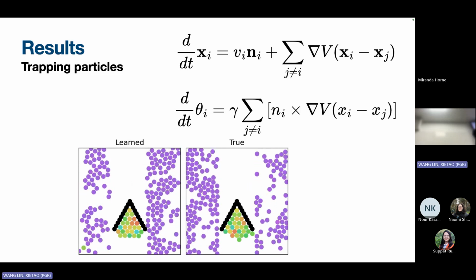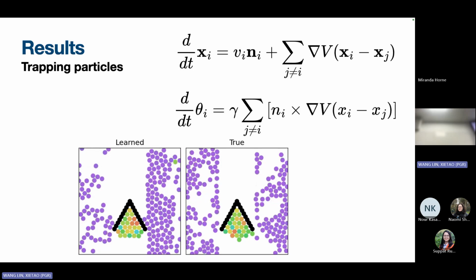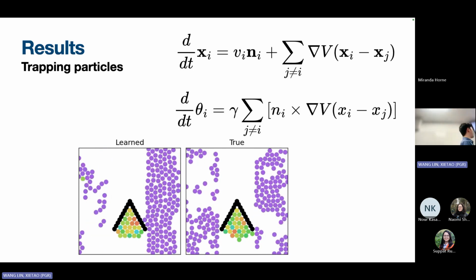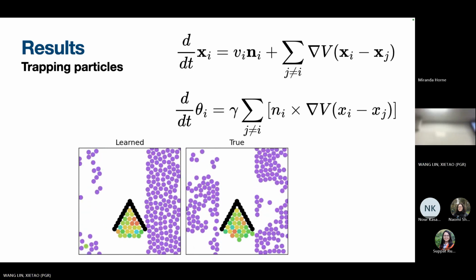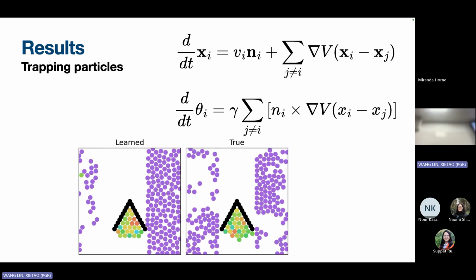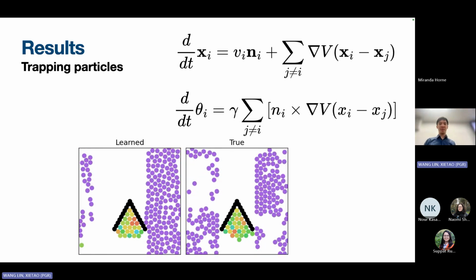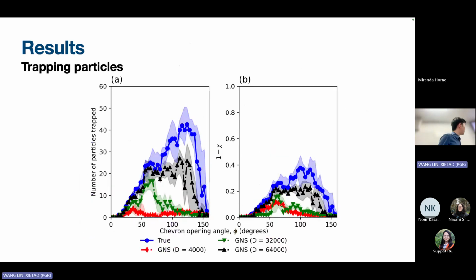Qualitatively, again, that looks fine. But quantitatively, the parameter we're looking at here is how many particles are in the chevron, depending on the opening of the chevron itself. If we do that, we got something like this. Blue is the ground truth. And we try three graph neural networks depending on the data set size.